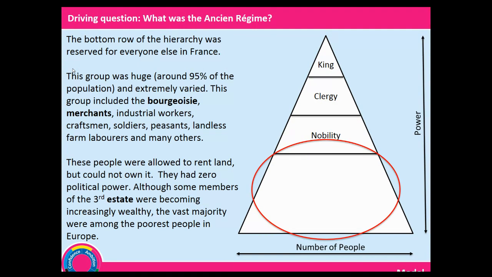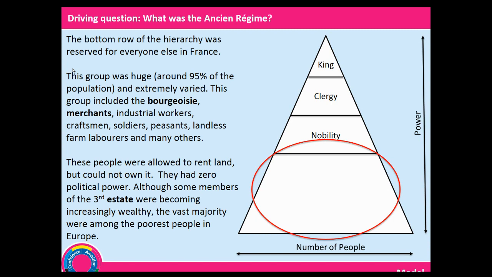The bottom row of the hierarchy was reserved for everyone else in France. This group was huge, around 95% of the population, and extremely varied. This group included the bourgeoisie, merchants, industrial workers, craftsmen, soldiers, peasants, and landless farm labourers, and many others. These people were allowed to rent land, but could not own it.